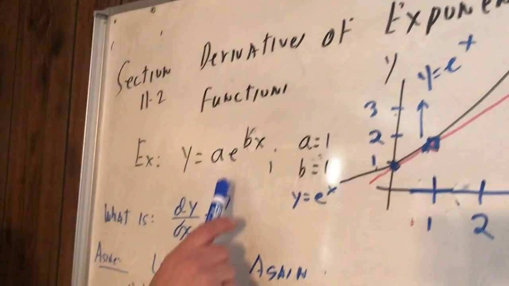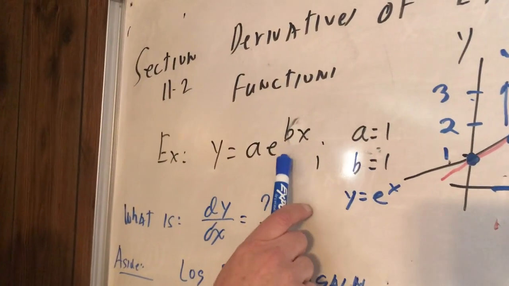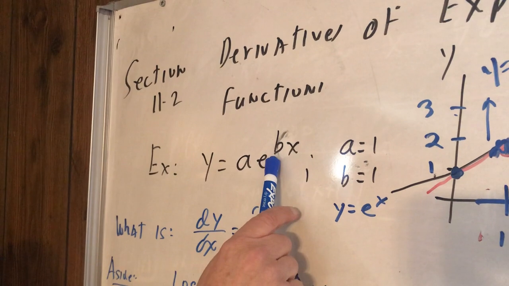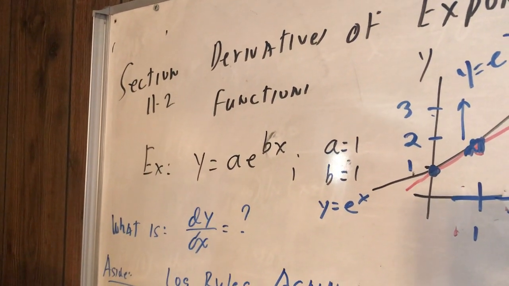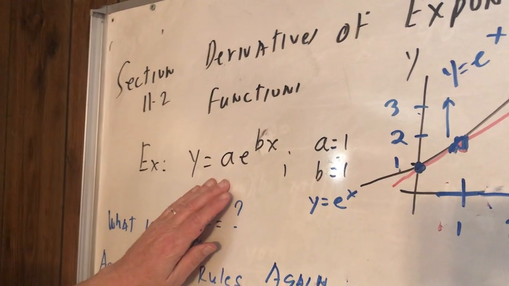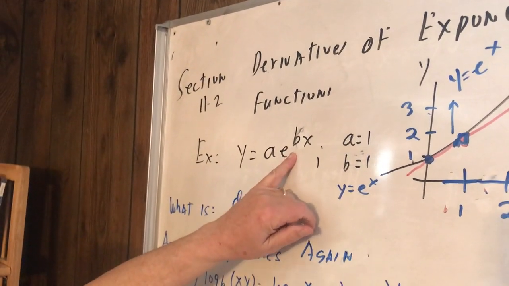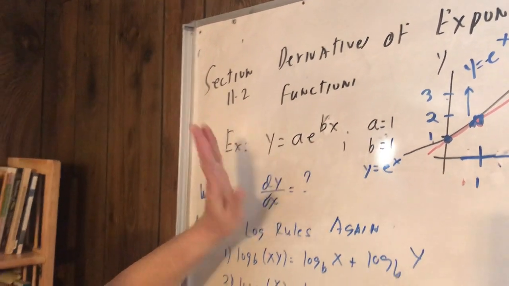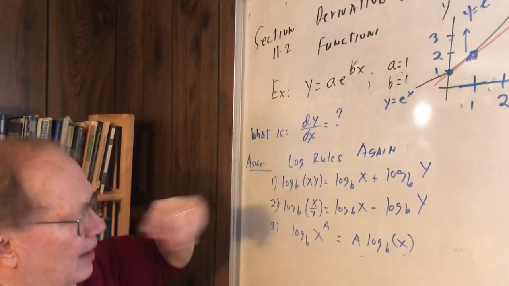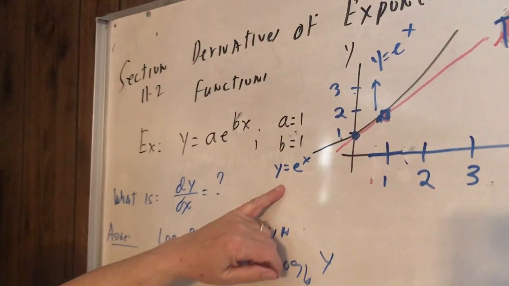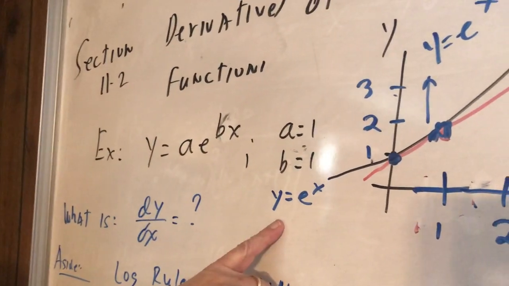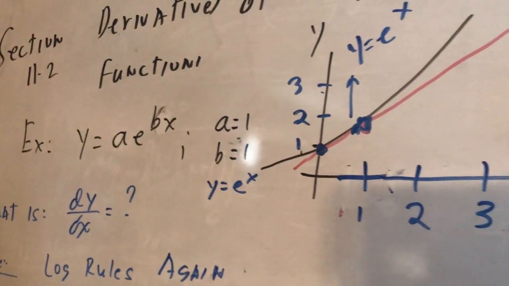The basic exponential function is y equals ae to the bx. B is your base, a is a constant in front of it. Now when you took exponents, I talked about the sensitivity of b and the sensitivity of a. I'm not going to do that now. I'm going to assume a is 1 and b is 1, make it a little bit easier. And I'm going to plot y equals e to the x versus x.